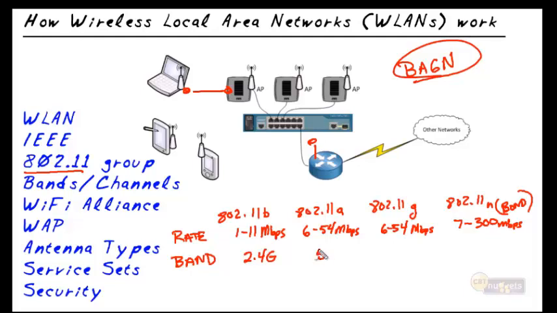802.11a is in the 5 gigahertz range. 802.11g is also 2.4 gigahertz. So G is backwards compatible with B, by the way. And then up at 802.11n, it can do 2.4, and it can also do 5 gig, depending on how you configure it. So there you go as far as the bands go.